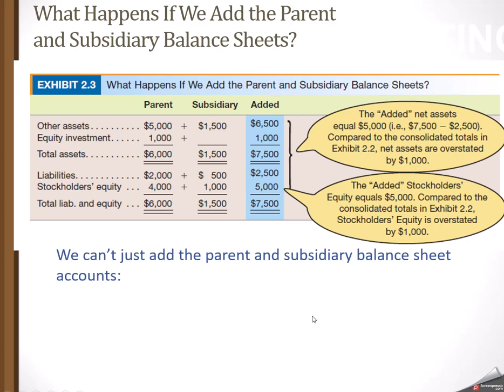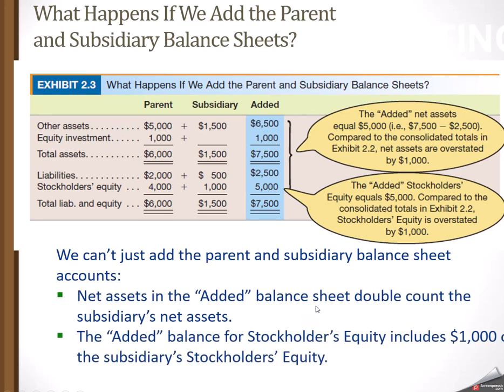So then what would happen if we would just add those together? Here's the parent's books, here's the sub's books. If we simply added those together, we would be duplicating the sub. Our assets would be overstated by this $1,000, and our equity would be overstated by the $1,000. Our liabilities would be okay because those are added together. But the equity would be overstated and our assets would be overstated.